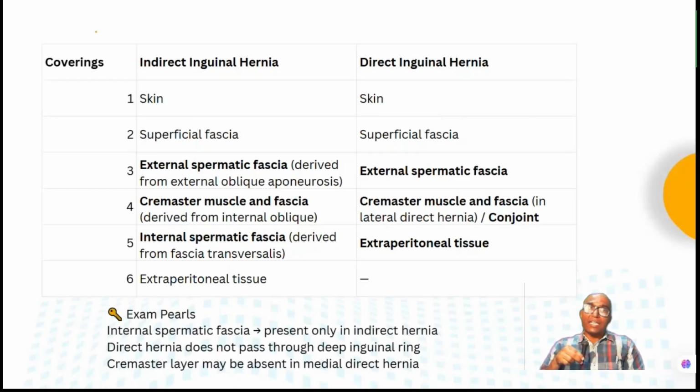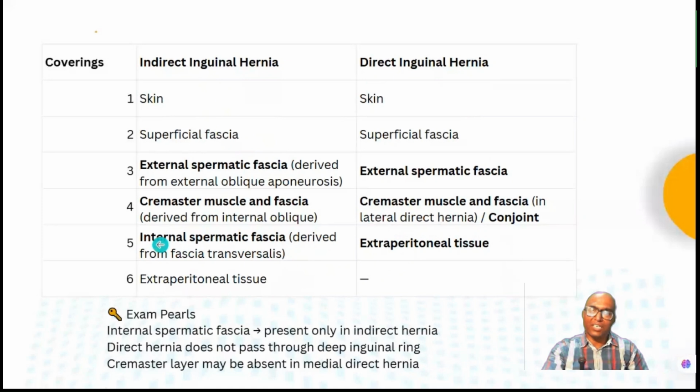Now, what are the coverings of the inguinal hernia? Okay, in the indirect inguinal hernia, you have the skin, the superficial fascia, external spermatic fascia, the cremasteric muscle and fascia, internal spermatic fascia, and the extraperitoneal tissue. Okay, the same coverings are there in the direct hernia also, except the internal spermatic fascia. Okay, the other coverings are the same. You have the external spermatic fascia, cremasteric muscle and fascia, and the internal spermatic fascia in the indirect. So only this is not there, while the rest are the same.